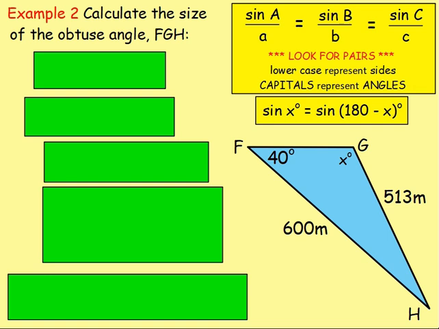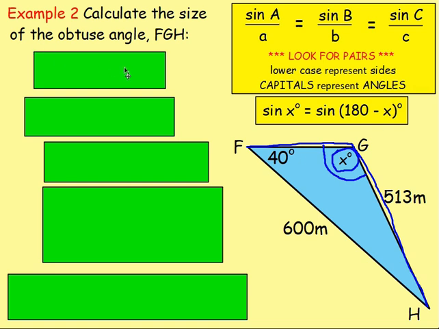Calculate the size of the obtuse angle FGH. There's F to G to H. We can see it is this angle here we are wanting to find. And again, there is a little x just here, just in the corner. So how do we start this off?